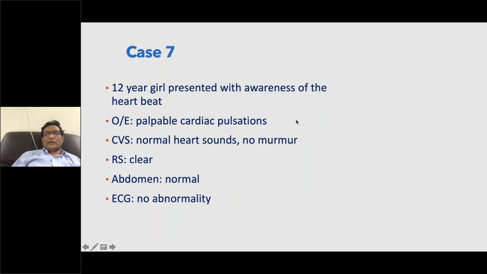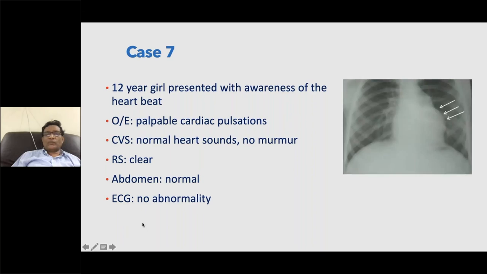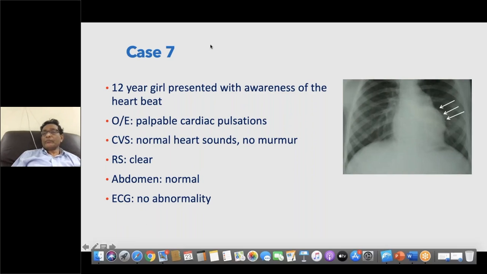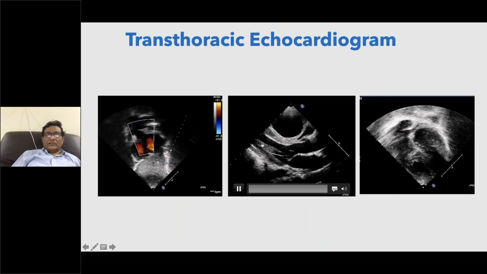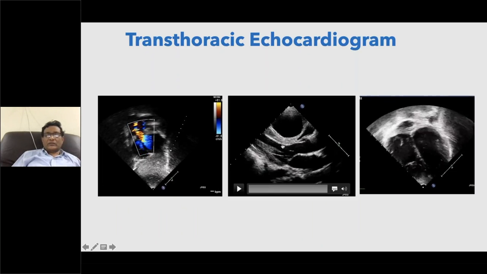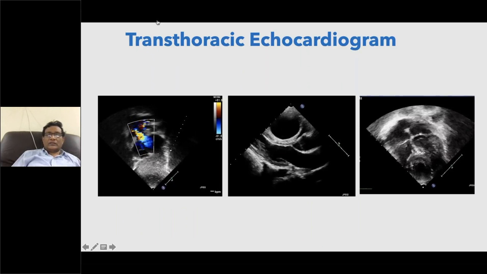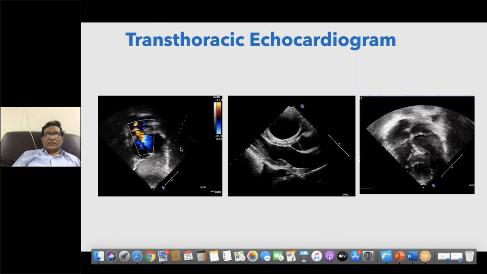A 12 year old girl presented with awareness of heartbeat, palpable cardiac pulsations, normal heart sounds, no murmur, ECG is normal. This is the chest X-ray. Now in the chest X-ray you can see that the only finding is a little bit of bump here. When I palpated, my thumb, the thenar eminence, was pulsatile like this, lifting. So you can see this is the echocardiogram. Echocardiogram, interesting.